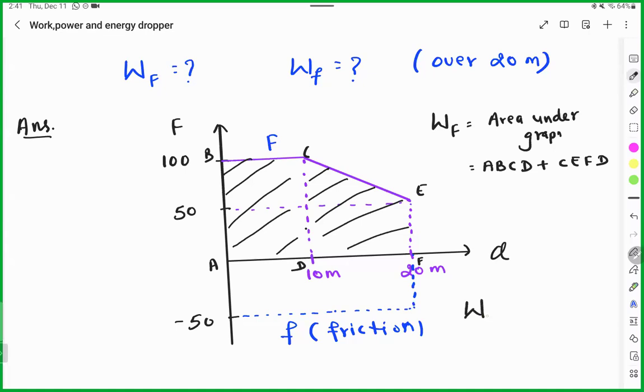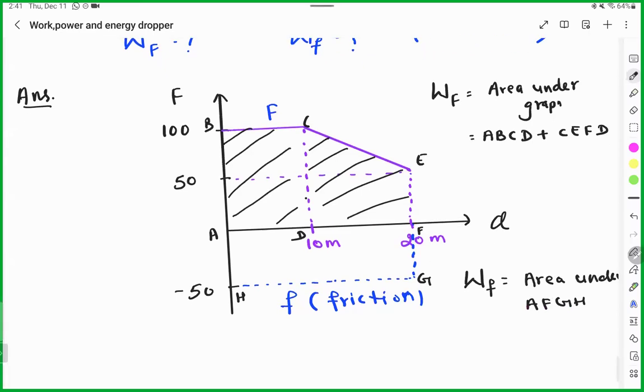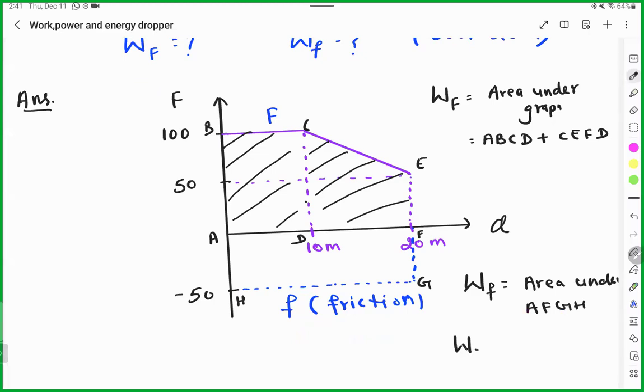What will be the work done by friction? The lower area. It will be F, G, H, so it will be the area under AFGH. You know, upper work done will be positive, lower work done will be negative. How to calculate lower work done? Very easy, force into displacement. Force is minus 50 Newton and displacement is 20. It will be minus 1000 joules. Correct.